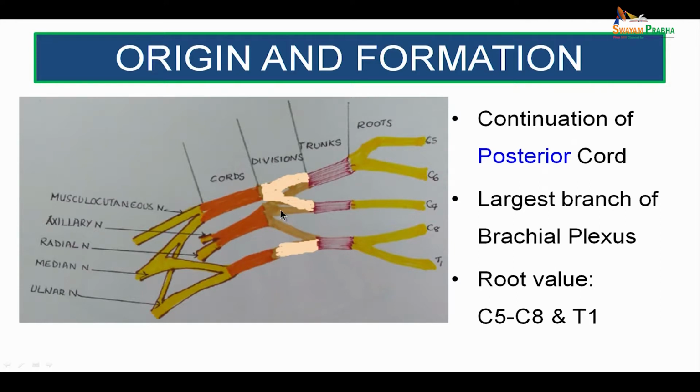In other words, posterior cord contains elements from all the 5 nerves C5 to T1, and radial nerve being considered as a continuation of the posterior cord now carries all the fibers from C5 to T1, and so we rightly call the root value of a radial nerve as C5 to C8 and T1.